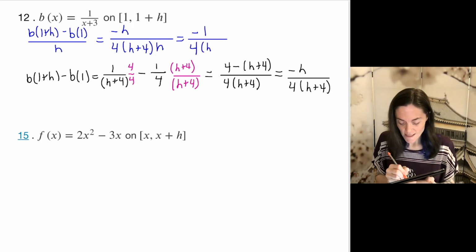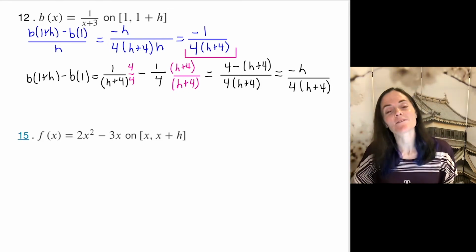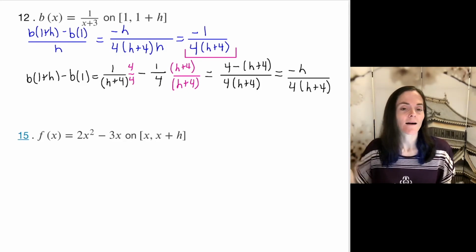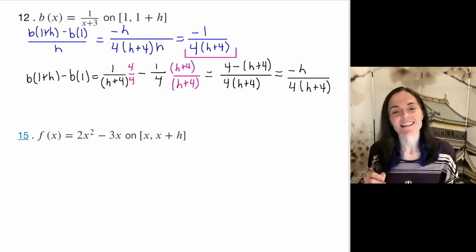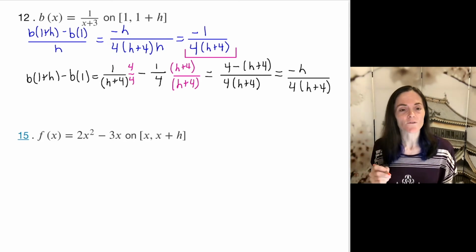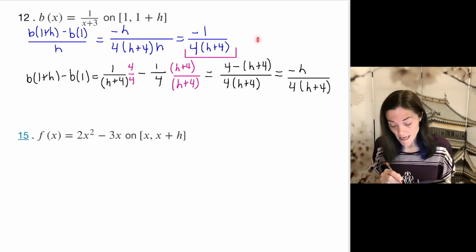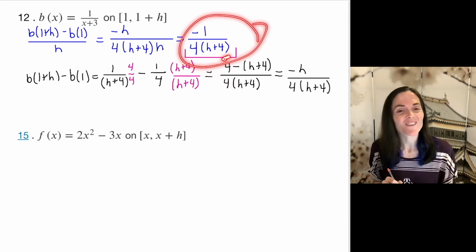4 times h plus 4. This is our answer, and this is fantastic. This gives us the average rate of change of b of x from 1 to 1 plus h. Now, as a comment, if we were asked, and we will do some like this soon, for the instantaneous rate of change of b of x at x equals 1, we would take this and evaluate at h equals 0. You see, we would get negative 1 over 16.